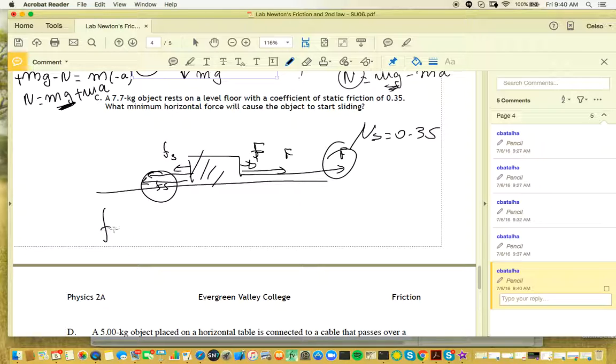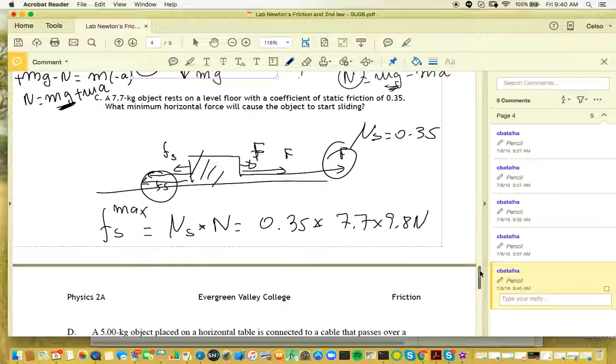Well, the static friction has a maximum value, and that is given by the coefficient of static friction times the normal force. So in this case, the normal force is equal to mg, and then your problem is simply putting this times 7.7 times 9.8, and then you have your solution done.